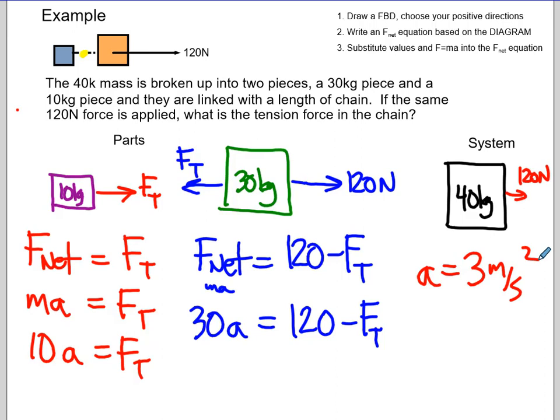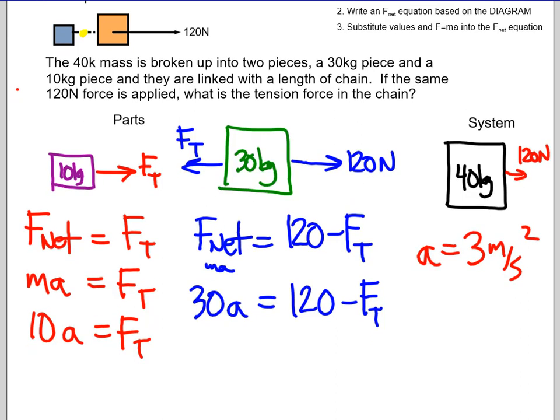Okay, so now we can take that system information, and because these are linked with a chain that's not going to stretch, it's not dynamic, then that acceleration has to apply to both the 10 kilogram and the 30 kilogram mass. Okay, and that's a key piece for thinking about these problems.